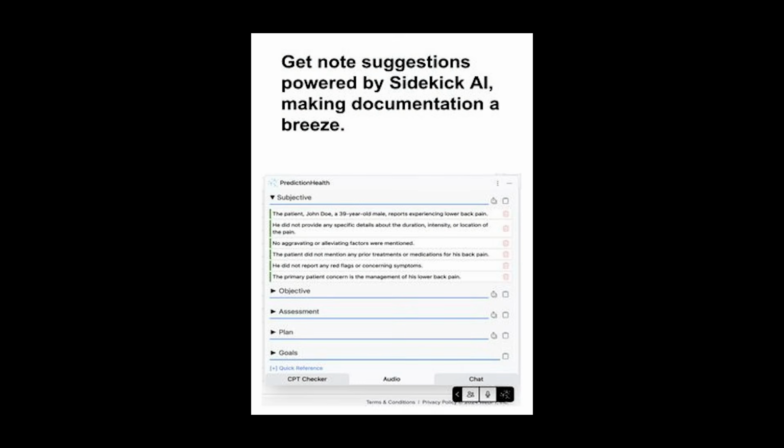Okay, so then that will create the note, right? Mhm. So how about compliance with that note? How do you ensure that these notes are not just complete, but also compliant? The documentation assistant, we call it Sidekick. It's your sidekick, your helper, right? When you're seeing the patient.